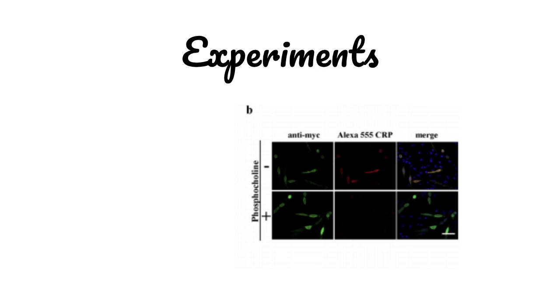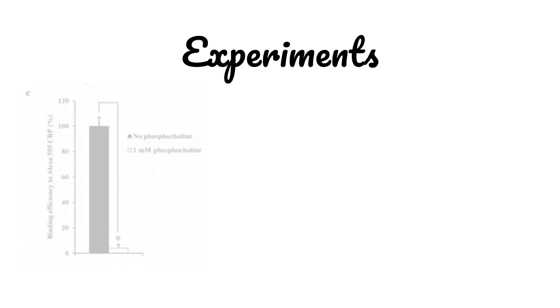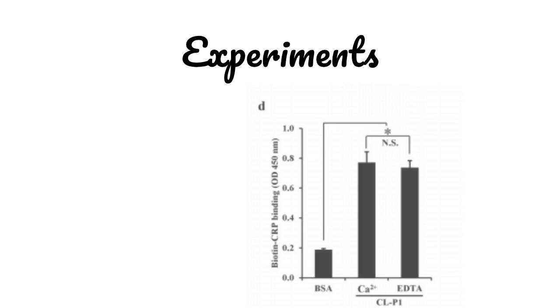In other cases, phosphocholine and Alexa 55 anti-MYC antibody are added and protein binding was detected. The researchers used other proteins as the control to compare the importance of CLP1 in complement activation. The authors also used inhibitors to determine the dependency of the binding.